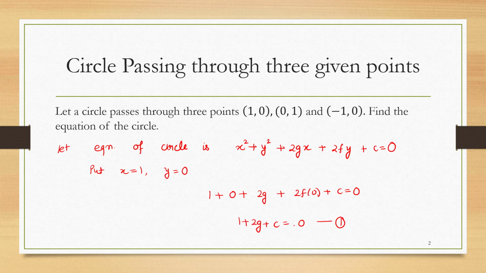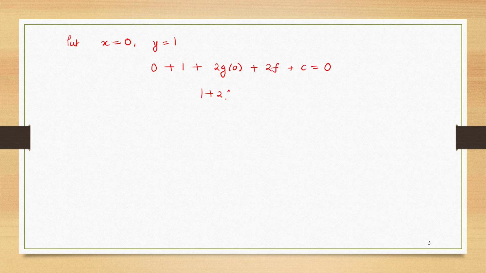Next, it passes through (0, 1) also. So we put x equal to 0 and y equal to 1. So we get x² + y² + 2gx + 2fy + c = 0, that is 1 + 2f + c = 0.